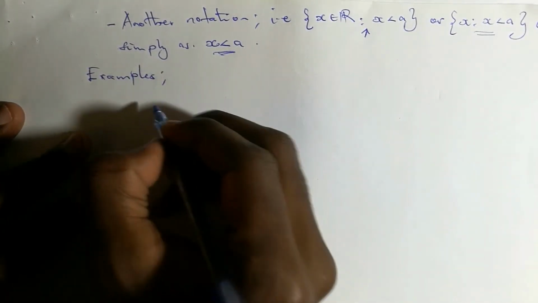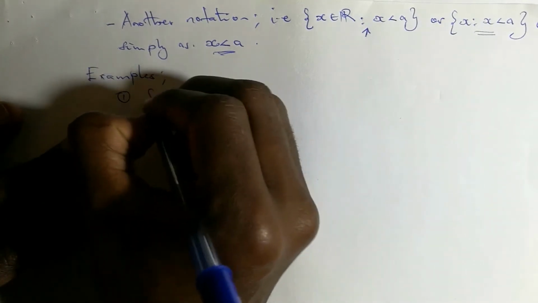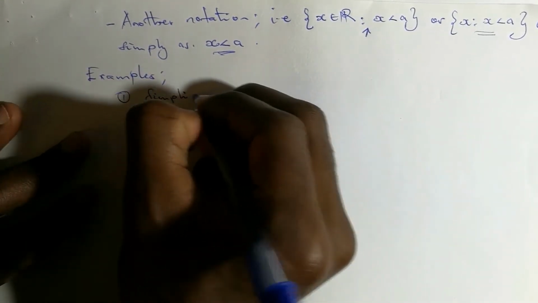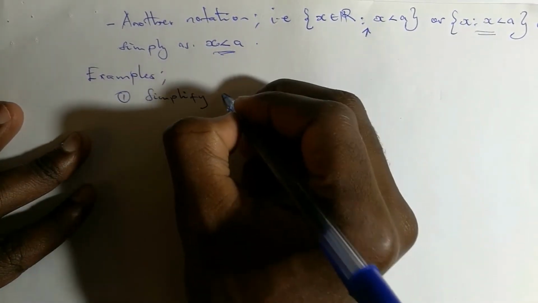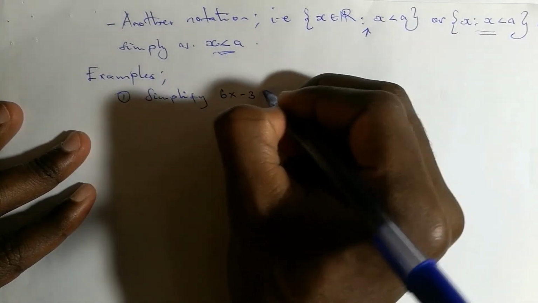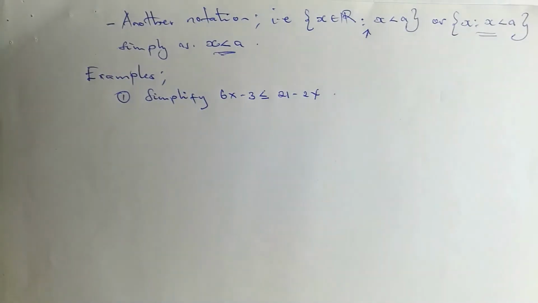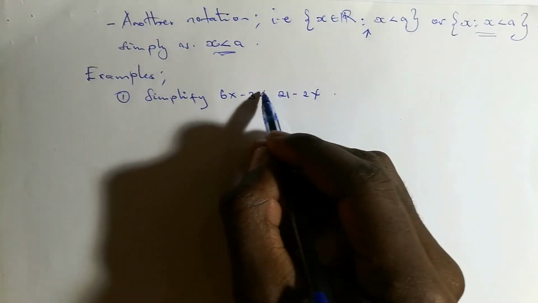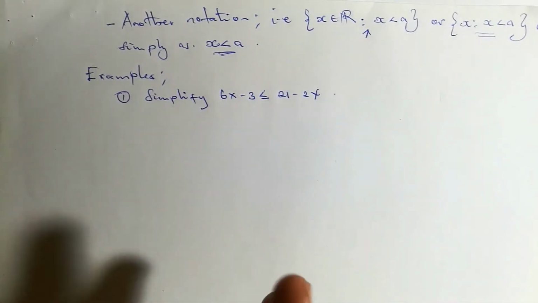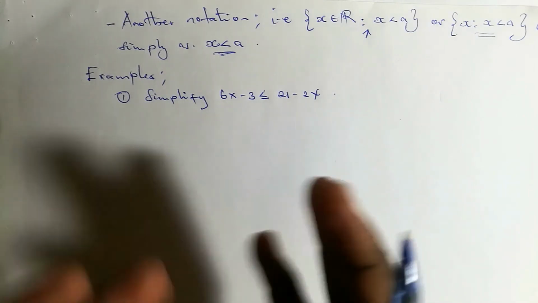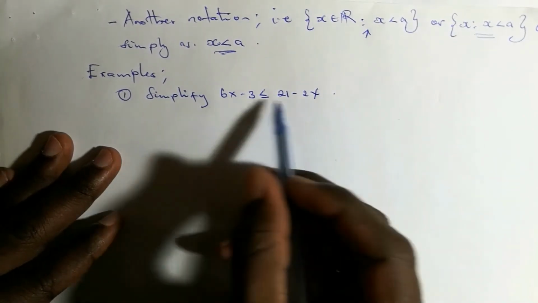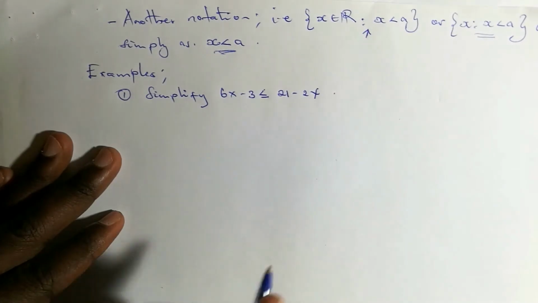Let me say the first one. We can simplify. Let me say 6x minus 3 less than or equal to 21 minus 2x. At first, we just consider it like any equation with an equal sign joining it, just an inequality. So the first thing we're going to do, collecting like terms, is collect x on one side and only figures on the other side.